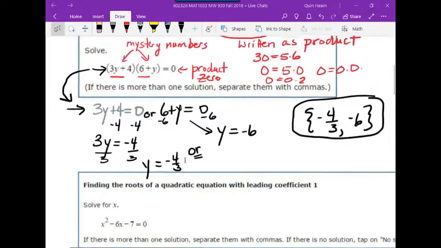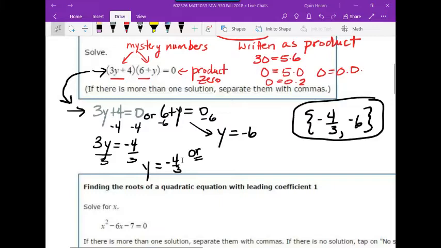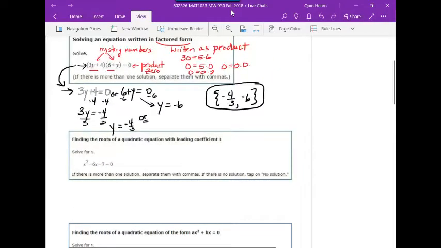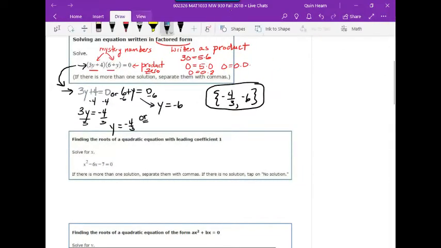Okay, we're going to continue then. You see how in the first problem, this equation could have been given to us in a different form. The equation we had in the first problem was 3y plus 4 times 6 plus y equals 0.